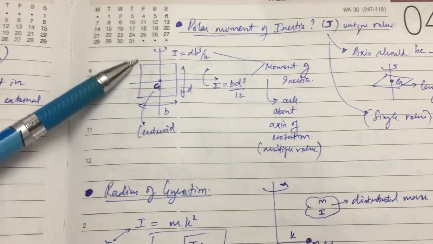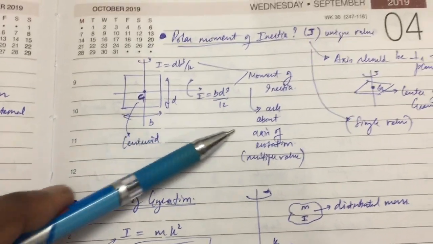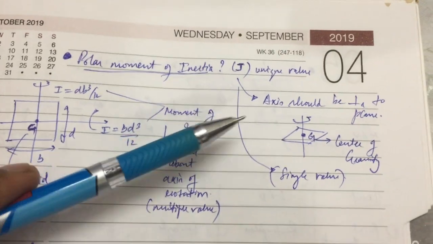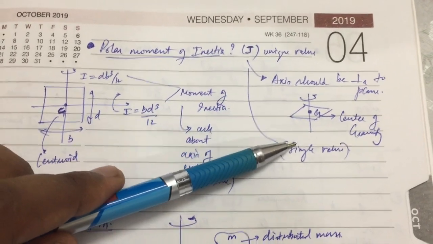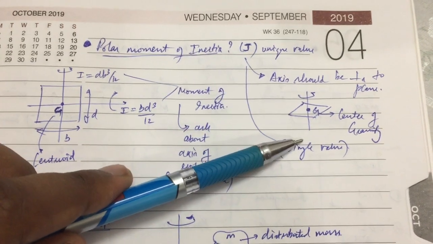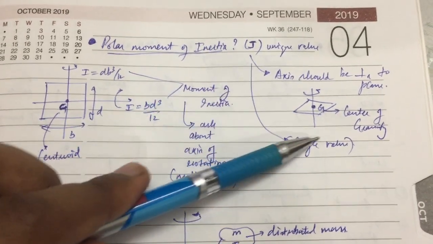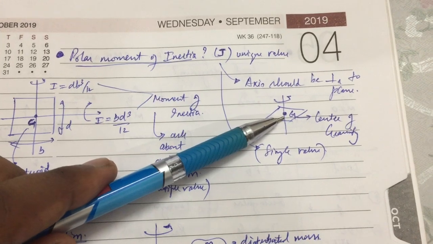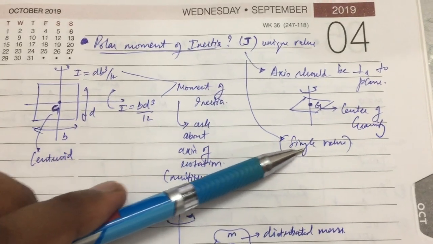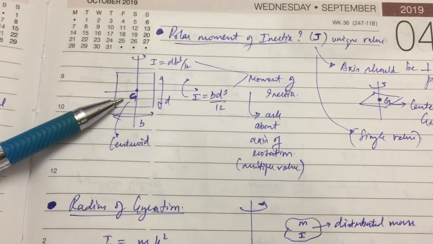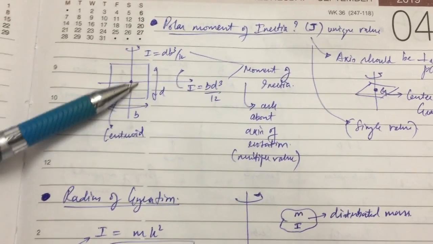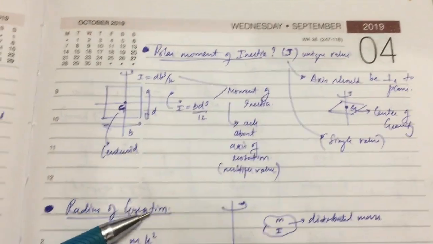For multiple axes of rotation we have multiple values, but for polar moment of inertia there is only one value, because the axis is perpendicular to the plane of the body, so it goes through the center of gravity and has only a single value. Most of the time it goes through the centroid, or it can be at the edge also. It depends upon the orientation.